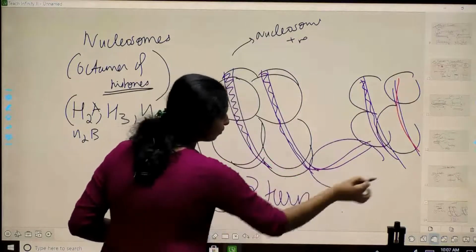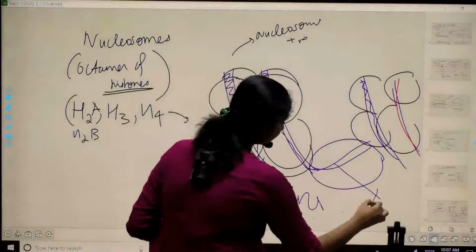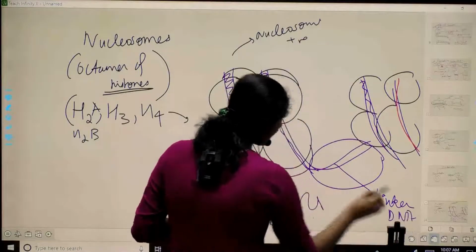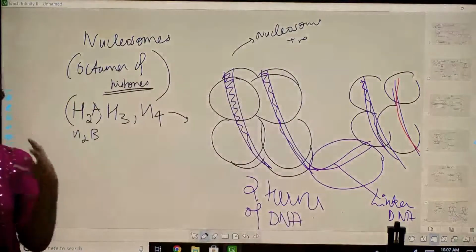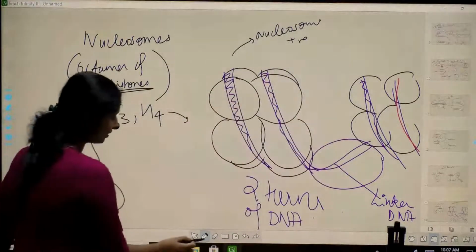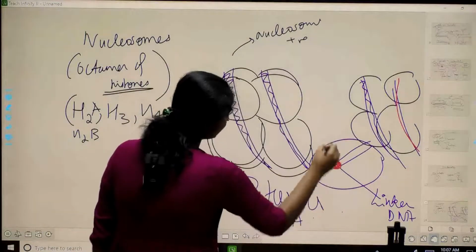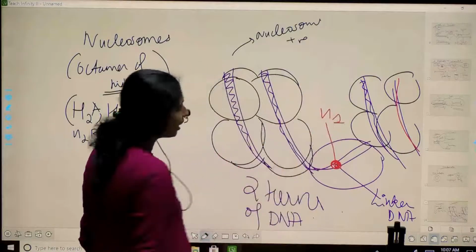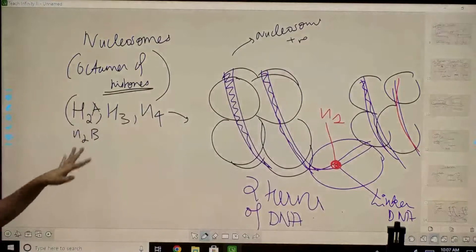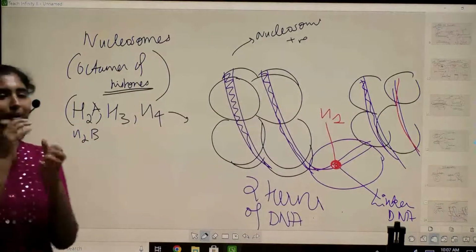And this piece of DNA that connects one nucleosome to the other is known as linker DNA. And in this linker DNA, there is another histone molecule present that is not directly involved in packaging, right? This is H1. This is the histone H1. So histone H1 is present in the linker DNA, whereas the 4 different histones form an octamer in the form of nucleosomes. Okay? So histones are involved in packaging of the DNA.